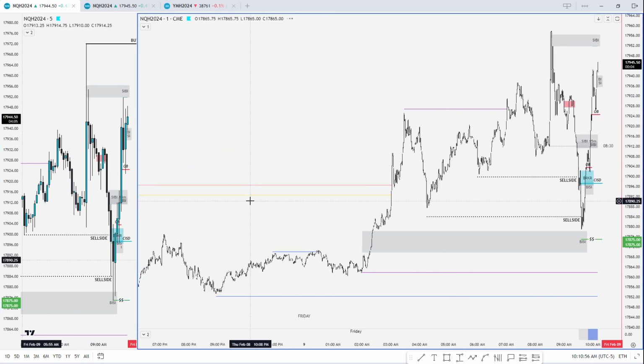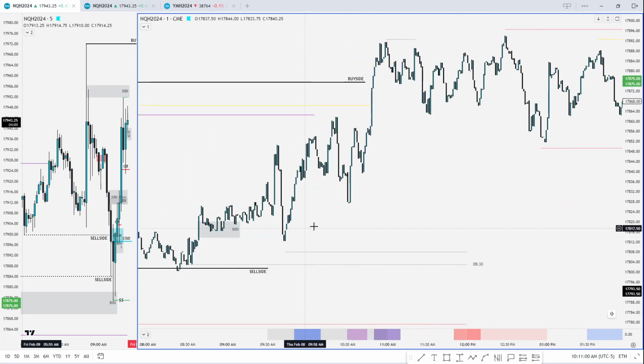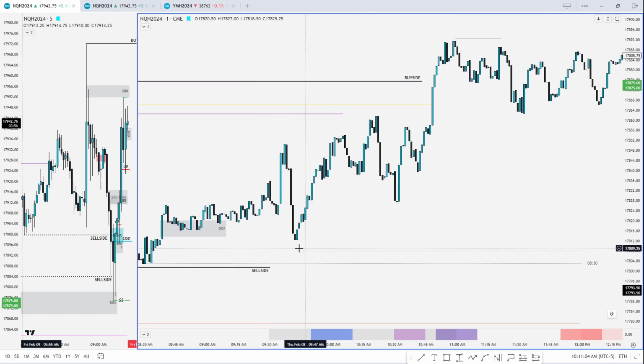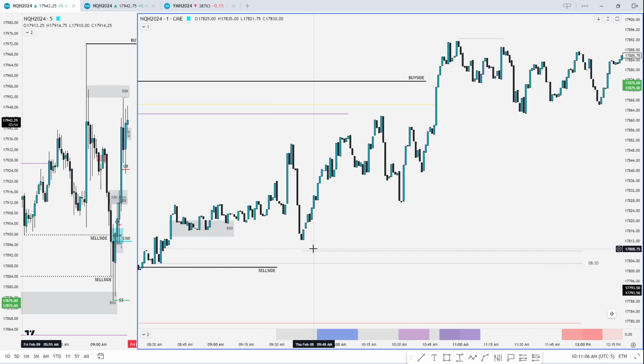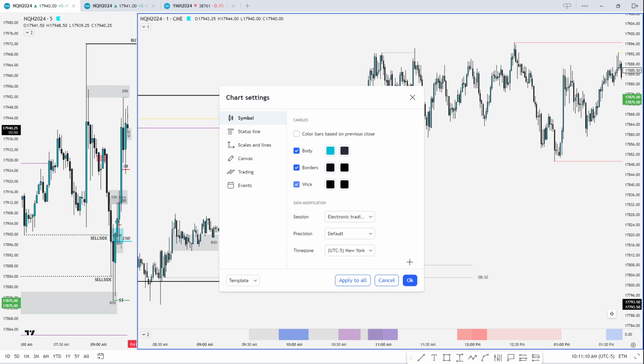But I'm actually curious if we go back over here. Liquidity purge. I don't even know what I'm looking for, to be honest. Let's just go back.